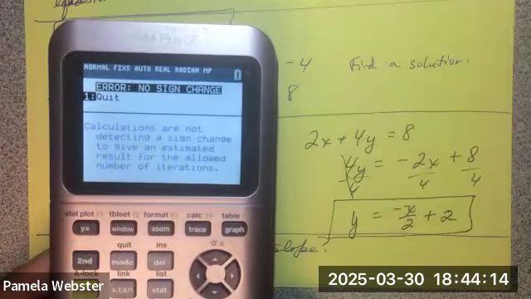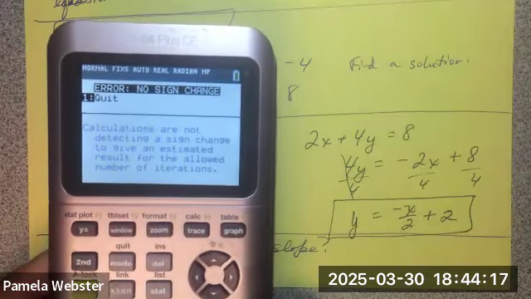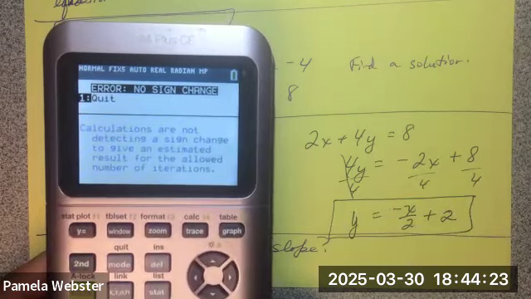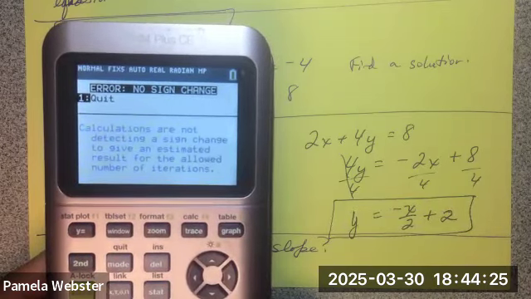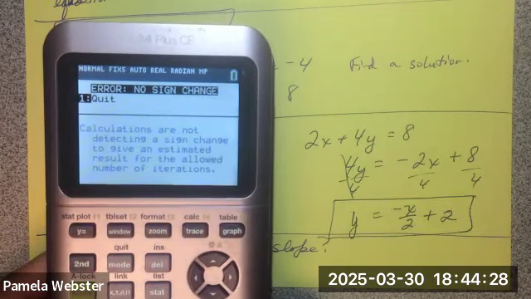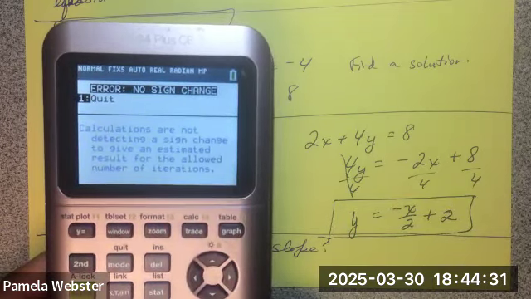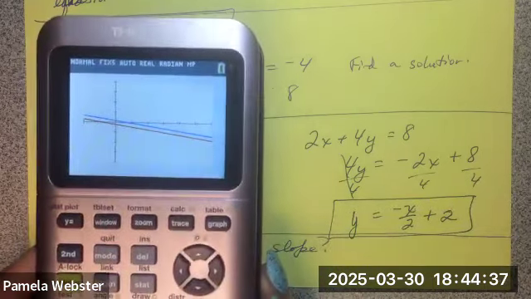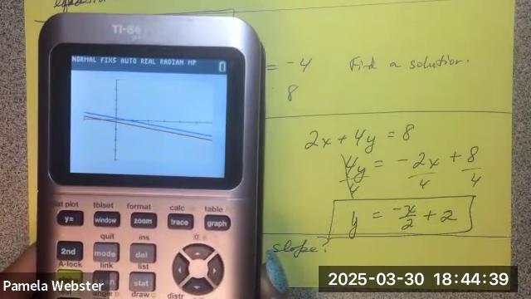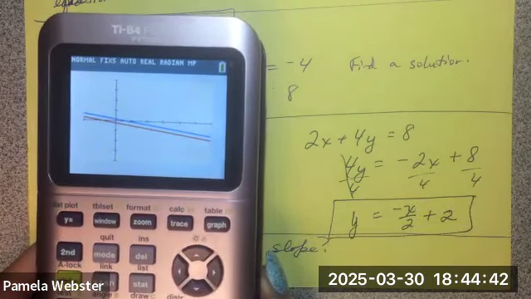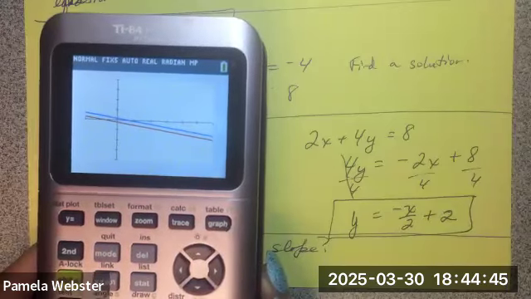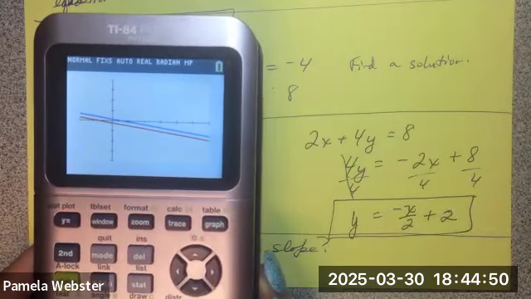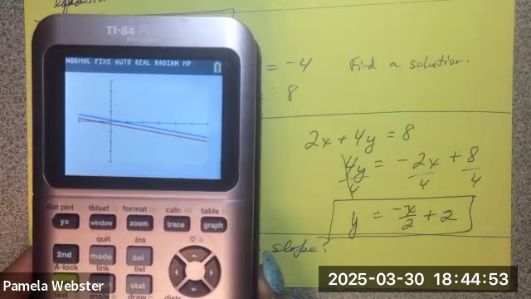So when I hit enter, it goes, ooh, error, no sign change. Now, if you don't speak calculator, that's okay. What it's telling me, and it's just telling me to quit out of there. Calculations are not detecting a sign change to give an estimated result for the allowed number of iterations. What the heck does that mean, Dr. Webster? Okay, what they're telling me is both of these have the same slope. They're going in the same direction. They're both negative 1/2. In order for them to intersect, like it would be helpful if one of them was a positive slope and one of them was a negative slope, or at least not the same slope. The same slopes are never going to touch, right?